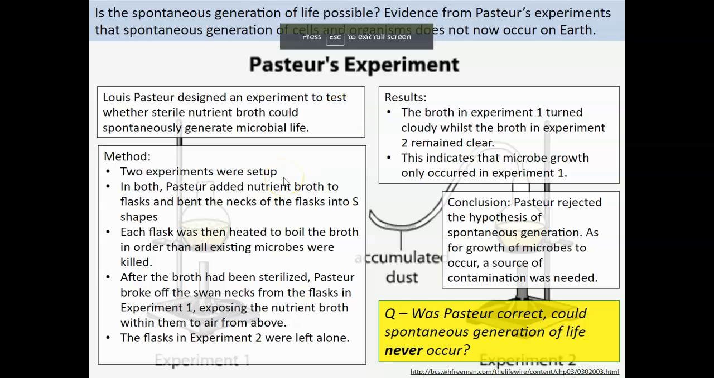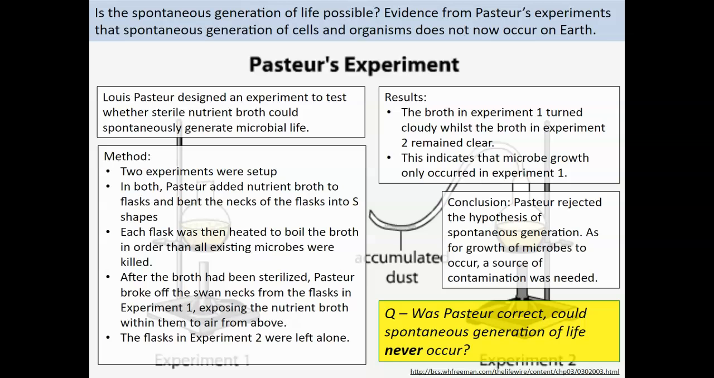So again, in Pasteur's experiment, he wanted to test whether or not microbial growth would occur in sterile broth. So he designed an experiment with the two swan neck flasks. On one of the swan necks, he broke it so that it was a straight neck. And then he heated up the broth in each of the flasks to sterilize it. That way he could be sure that there were no microorganisms in it to begin with.